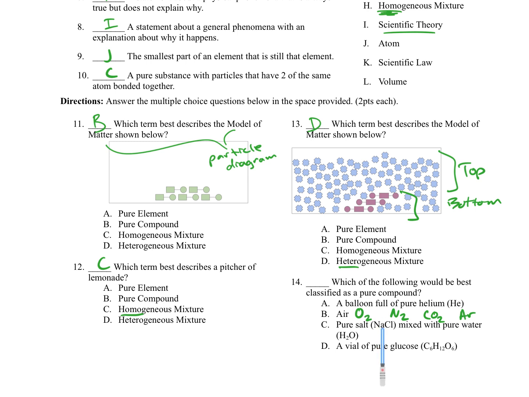If you mix salt and water, it's definitely not pure anymore. You have two separate types of particles. Salt and water are mixed together, so it's not pure. Now, if you have pure glucose, that means every single one of the particles in the container has 6 carbons and 12 hydrogens and 6 oxygens. This is the one that is a pure compound. It's more than one type of element that are all as a single piece. So 14 is D.